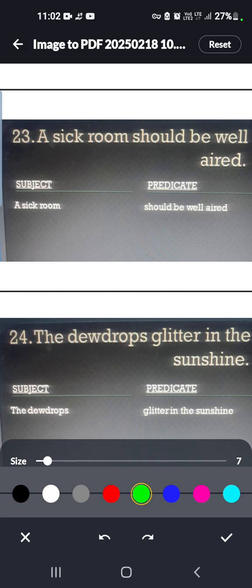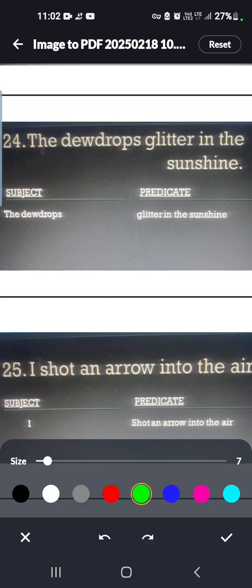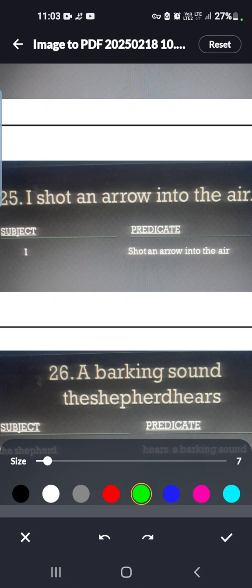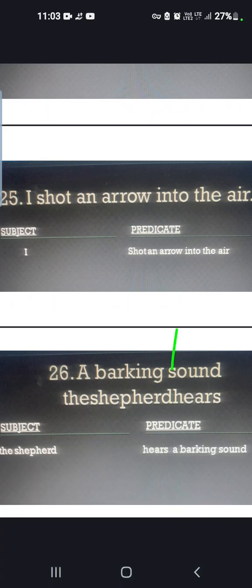Number 23rd: a sick room should be well aired. A sick room subject, should be well aired predicate. 24th: the dewdrops glitter in the sunshine. The dewdrops is the subject, glitter in the sunshine predicate. Number 25th: I shot an arrow into the air. I is the subject, shot an arrow into the air is the predicate.